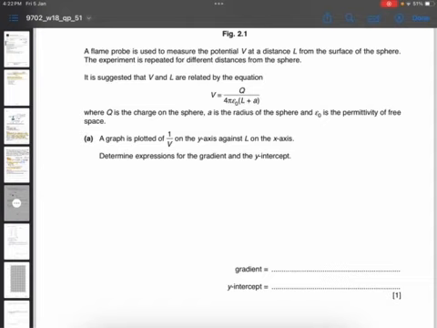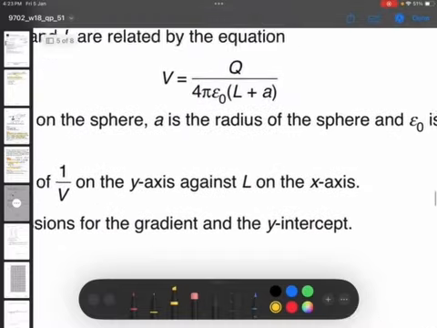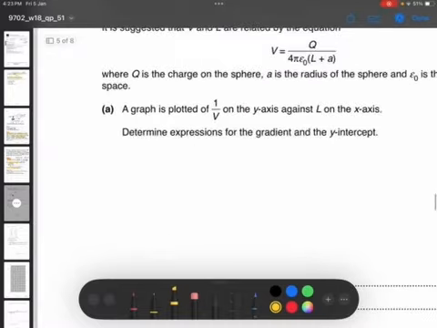Here I did not write in advance so that we can see the procedure as we try to determine the expression for the gradient and for the y-intercept. The graph to be drawn is the graph of 1 over V on the y-axis and L on the x-axis. So we are going to have to make 1 over V the subject of the formula. Starting from what we have here, I'm going to rewrite this expression.